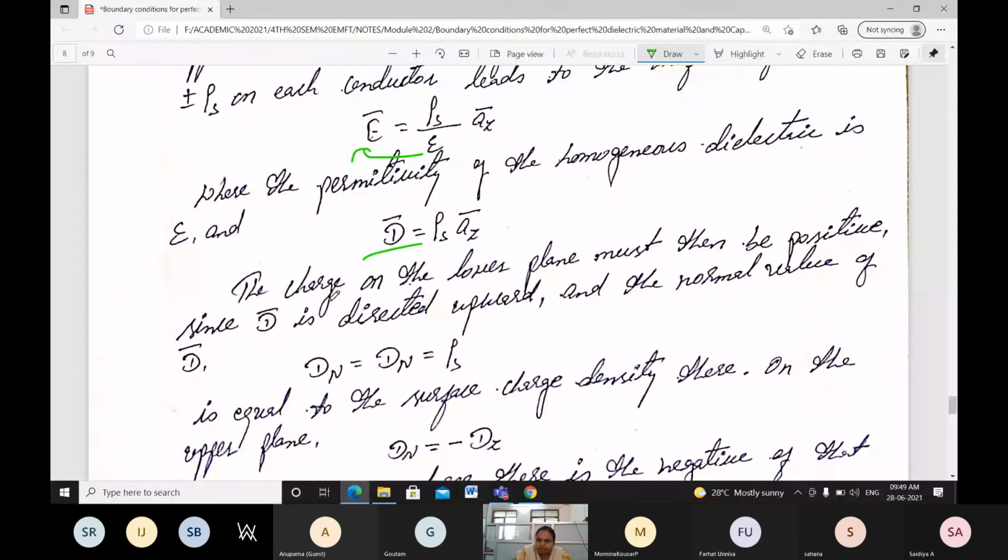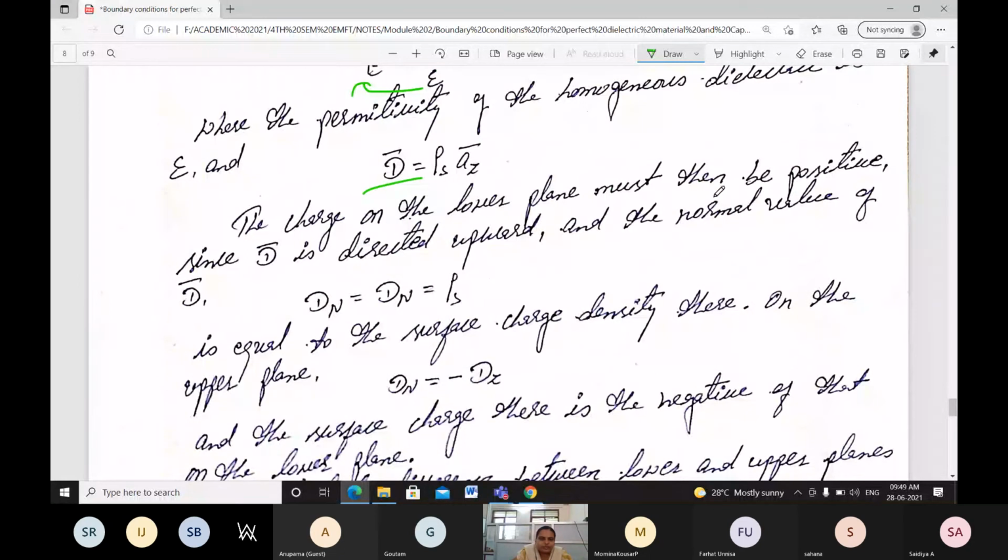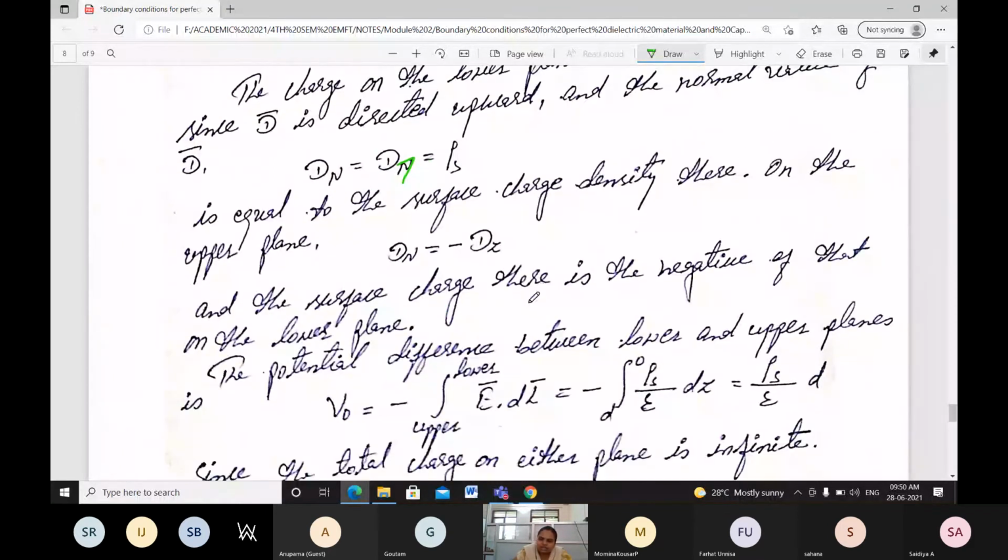Then the charge on the lower plane must be positive. Why is it positive? Since D is directed upwards, the normal value of D, Dn, is equal to rho s, which is equal to the surface charge density. Then on the upper plane, Dn equals minus Dz, and the surface charge there is negative, opposite to that on the lower plane.